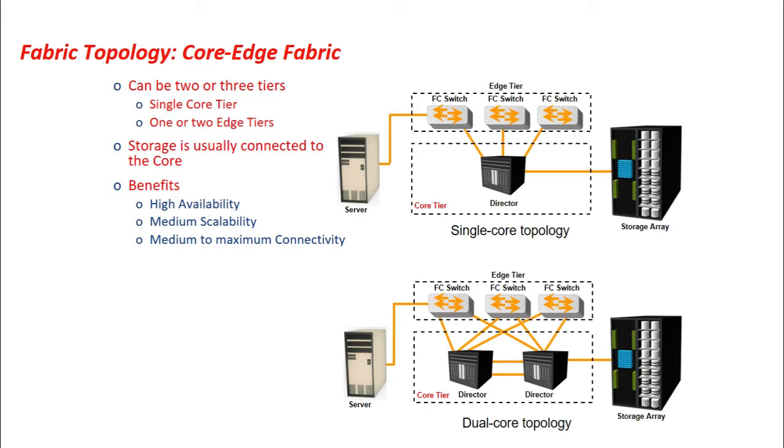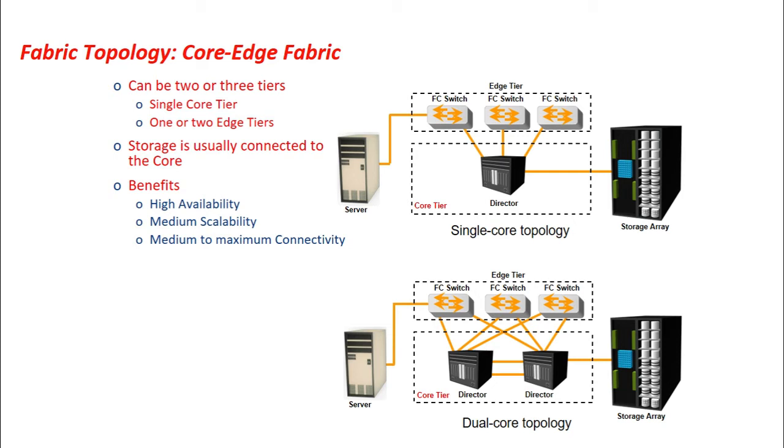Each switch at the edge tier is attached to a switch at the core tier through inter-switch links, or the ISLs. The core tier is usually composed of enterprise directors that ensure high fabric availability. In addition, all traffic must either traverse through this core tier or terminate at this particular tier.